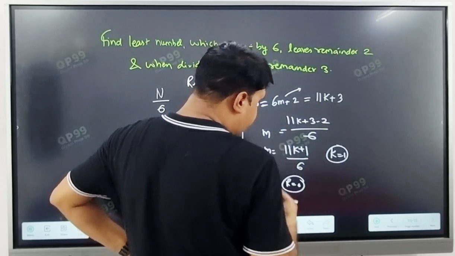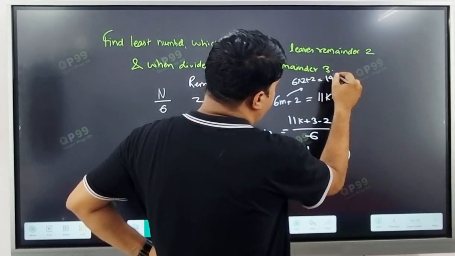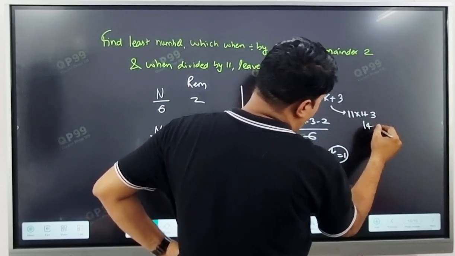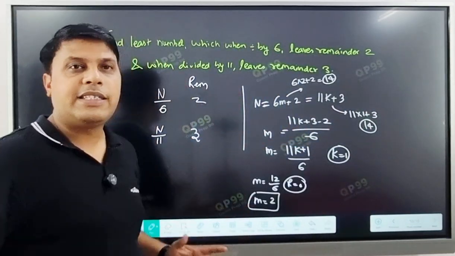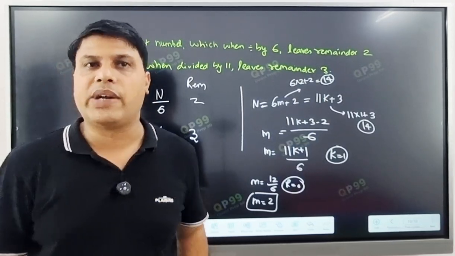So m is 2 actually, so 6 into 2 plus 2 gives 14, and similarly with k is 1, it gives 14. So this whole concept is known as the Chinese Remainder Theorem. I hope it is clear to everyone, right?